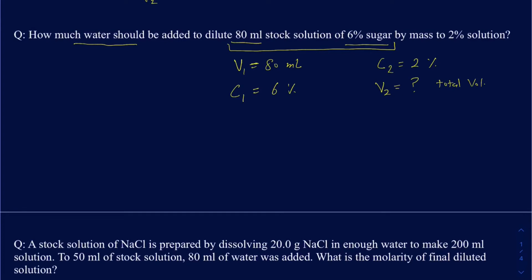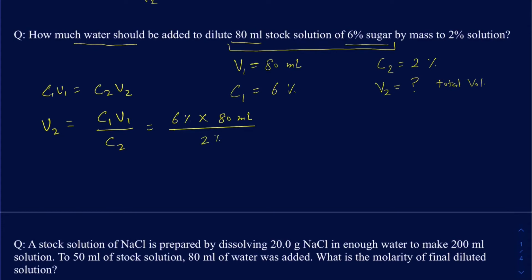Let's use this formula: C1 V1 equals C2 V2, and we're trying to figure out V2 in this case. So leave V2 on one side, and we get C1 V1 divided by C2. Now let's plug in numbers. We have 6% for C1, your volume is 80 milliliters, and then divide that by C2, which is 2%.